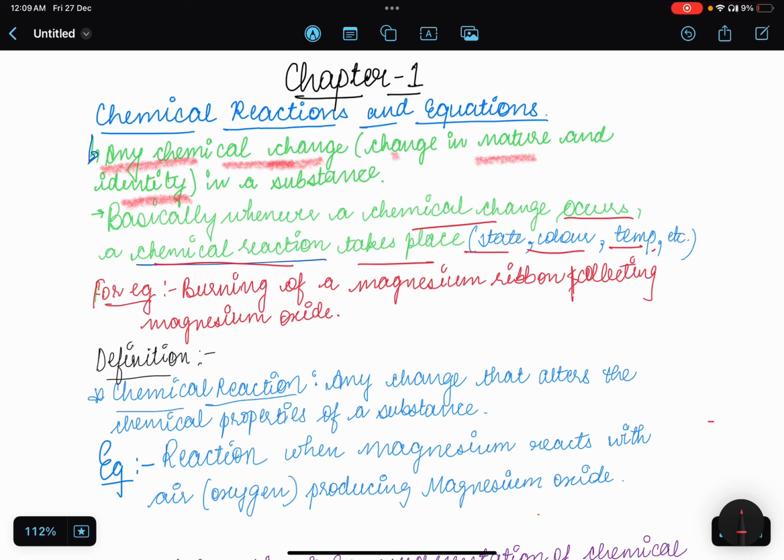Okay, what is a chemical reaction? Any change that alters the chemical properties of a substance. For example, the reaction when magnesium reacts with air or oxygen, we can say, producing magnesium oxide.